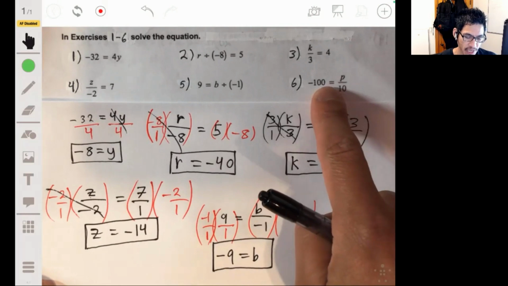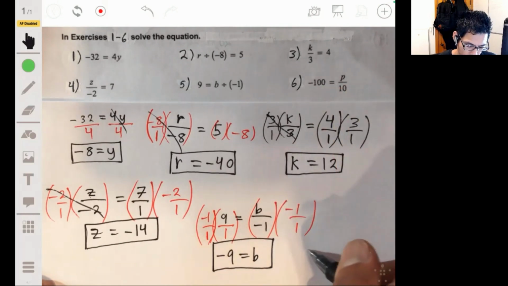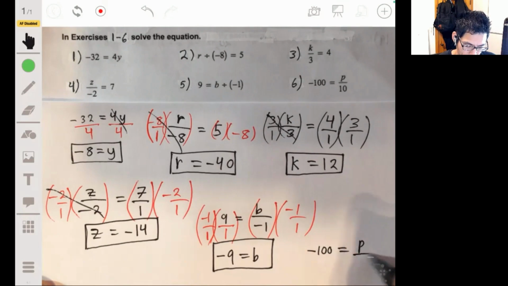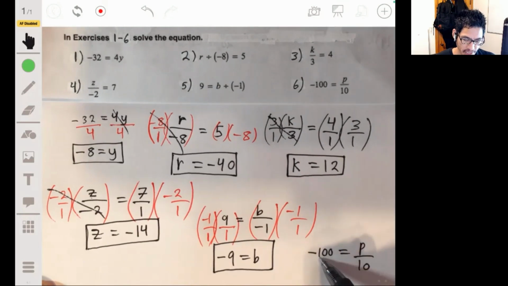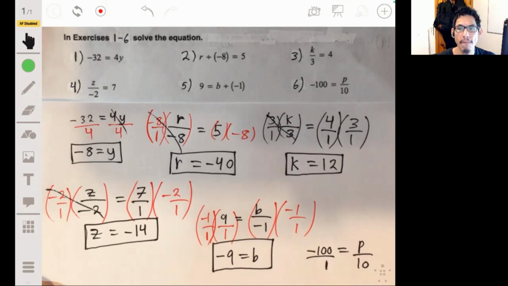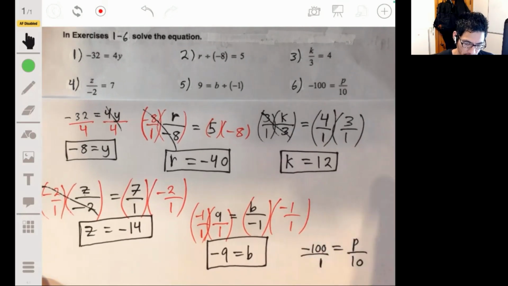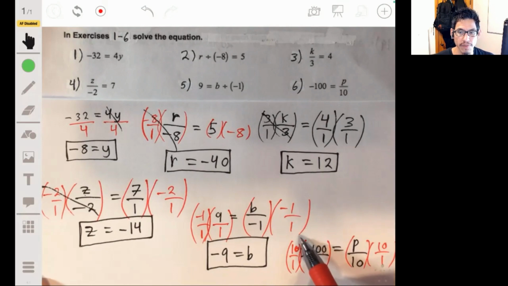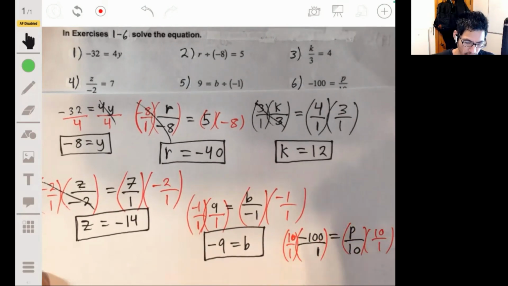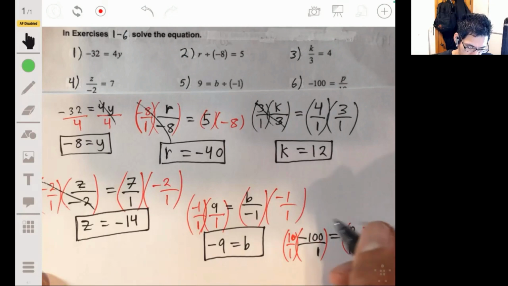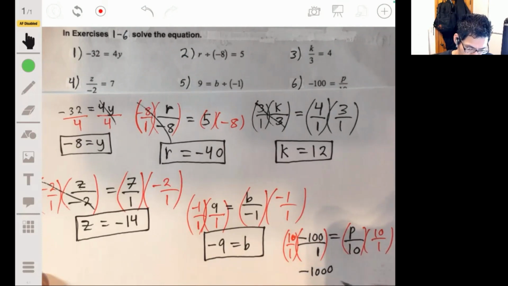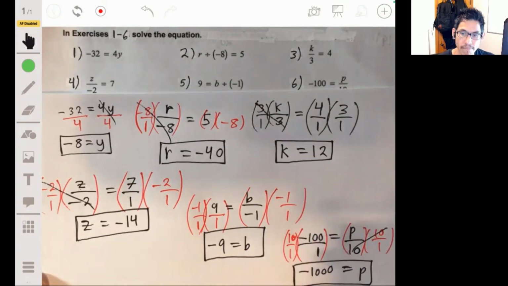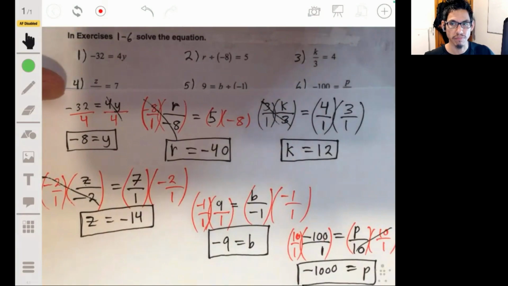And then for 6, negative 100 equals p over 10. Again, think of this negative 100 as negative 100 over 1. And then multiply both sides by 10 over 1. Multiplying across, 10 times negative 100, negative 1,000. These 10s on the right cancel, and you get negative 1,000 equals p. And there you go. Not a problem.